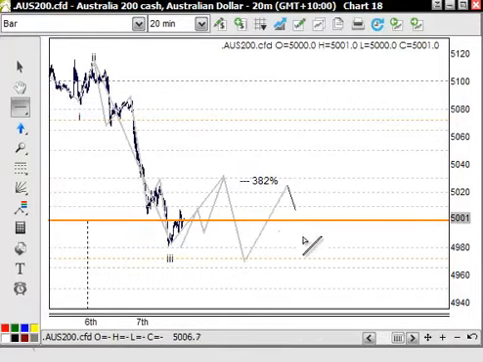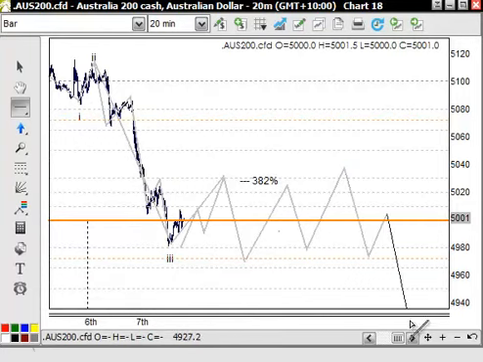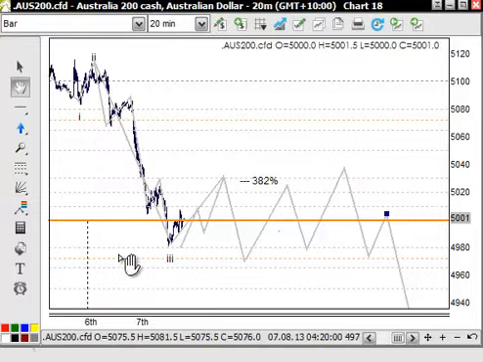So an A and a B and a C wave, something like this here, and then moving down from that point there. So a little bit different from the S&P 500 and the Dow Jones, but more like the DAX and the S&P 500 here.